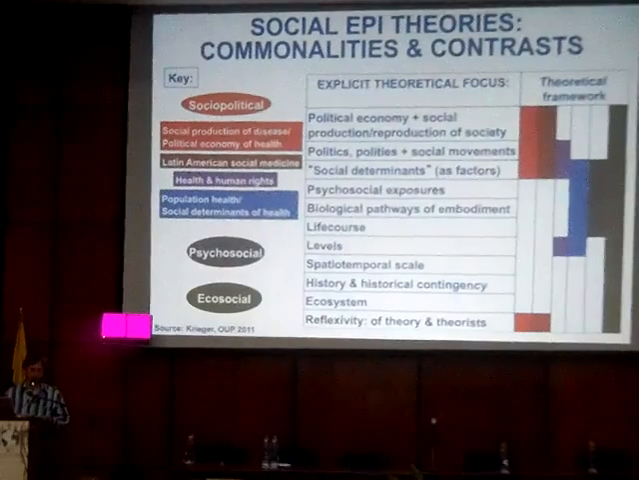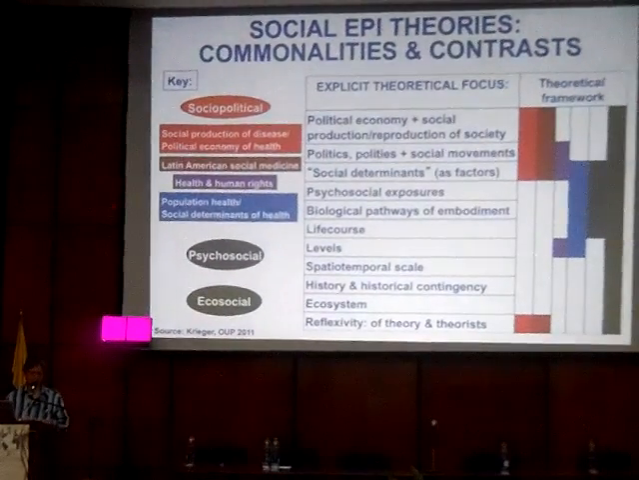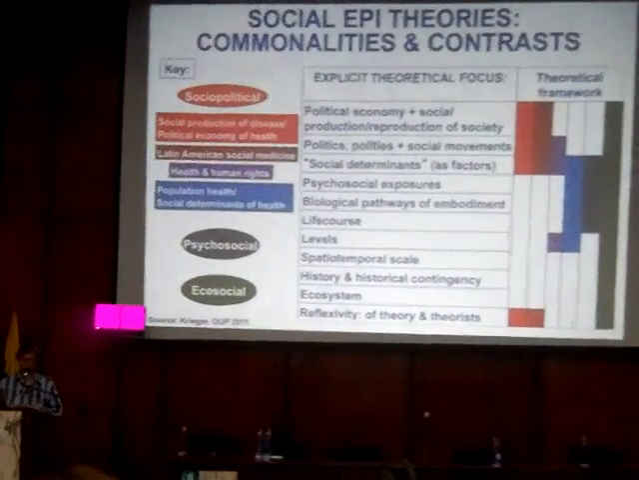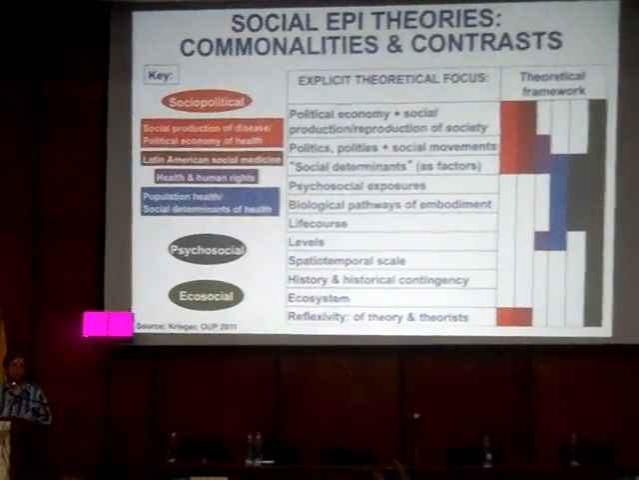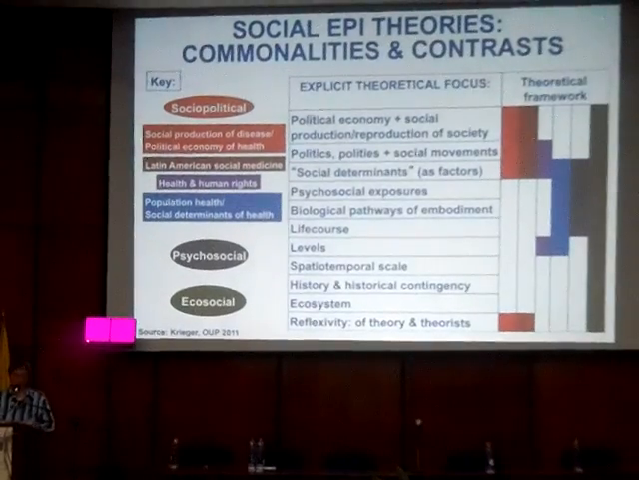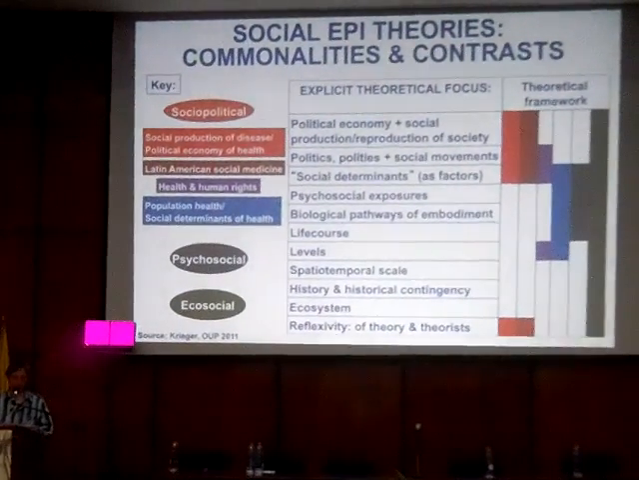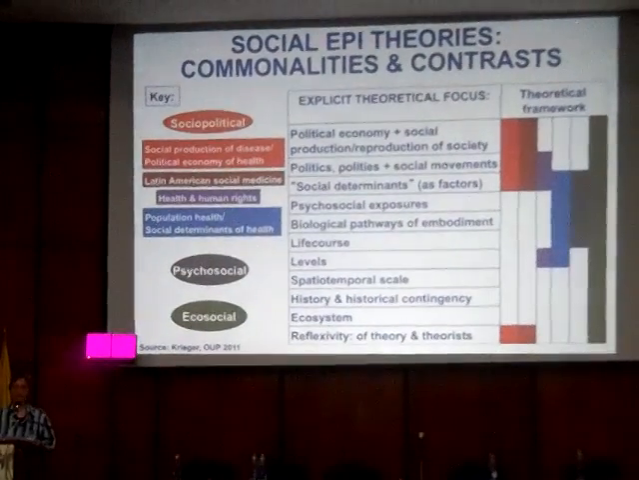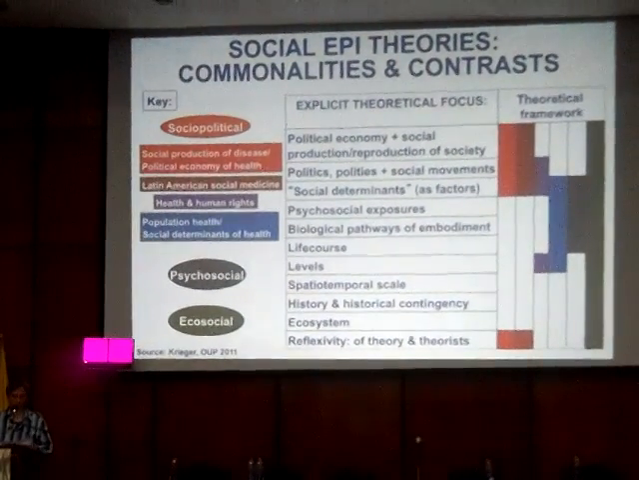On this slide, I schematically show the commonalities and contrasts of the different variants of social epidemiologic theories of disease distribution. While each is concerned about the social determinants of health, they nevertheless conceptualize these determinants differently and differ in their focus on political economy, biology, and the kinds of causal pathways that they consider.